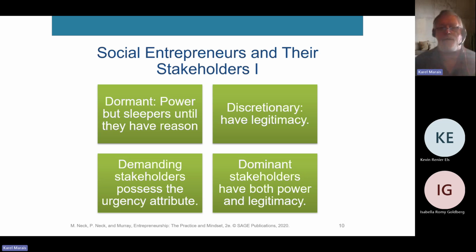But they don't use their power. They sit on their power unless they're given a reason to do so. So if they want to act, they will act, but they'll only act if they must act. And this act can be in a negative or positive way.